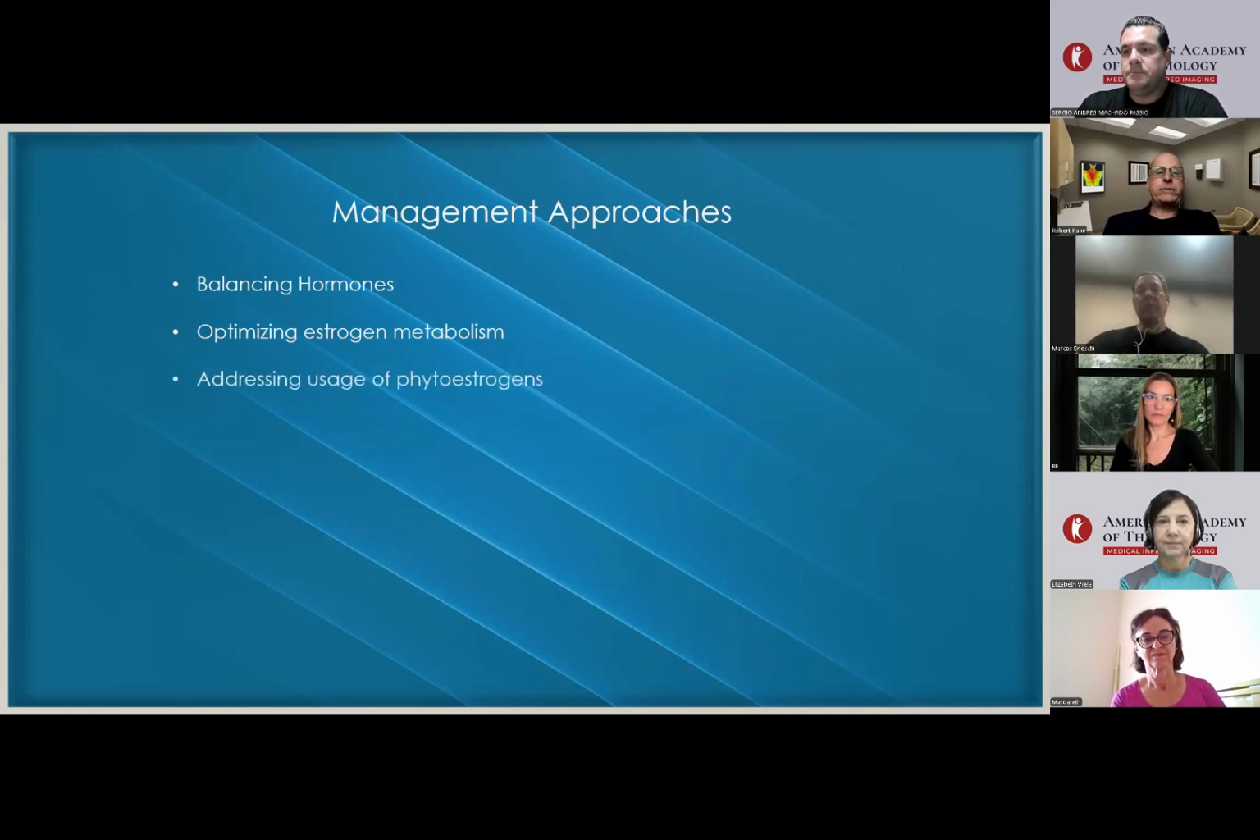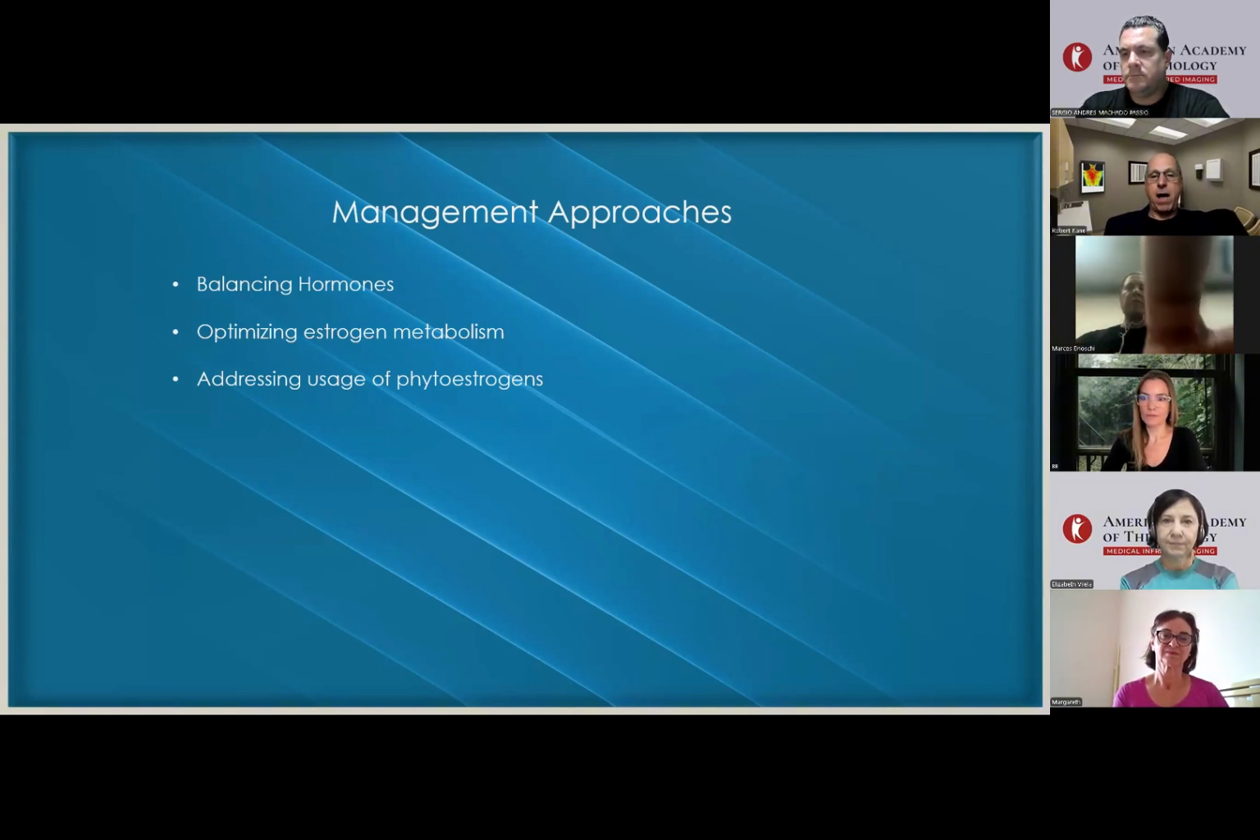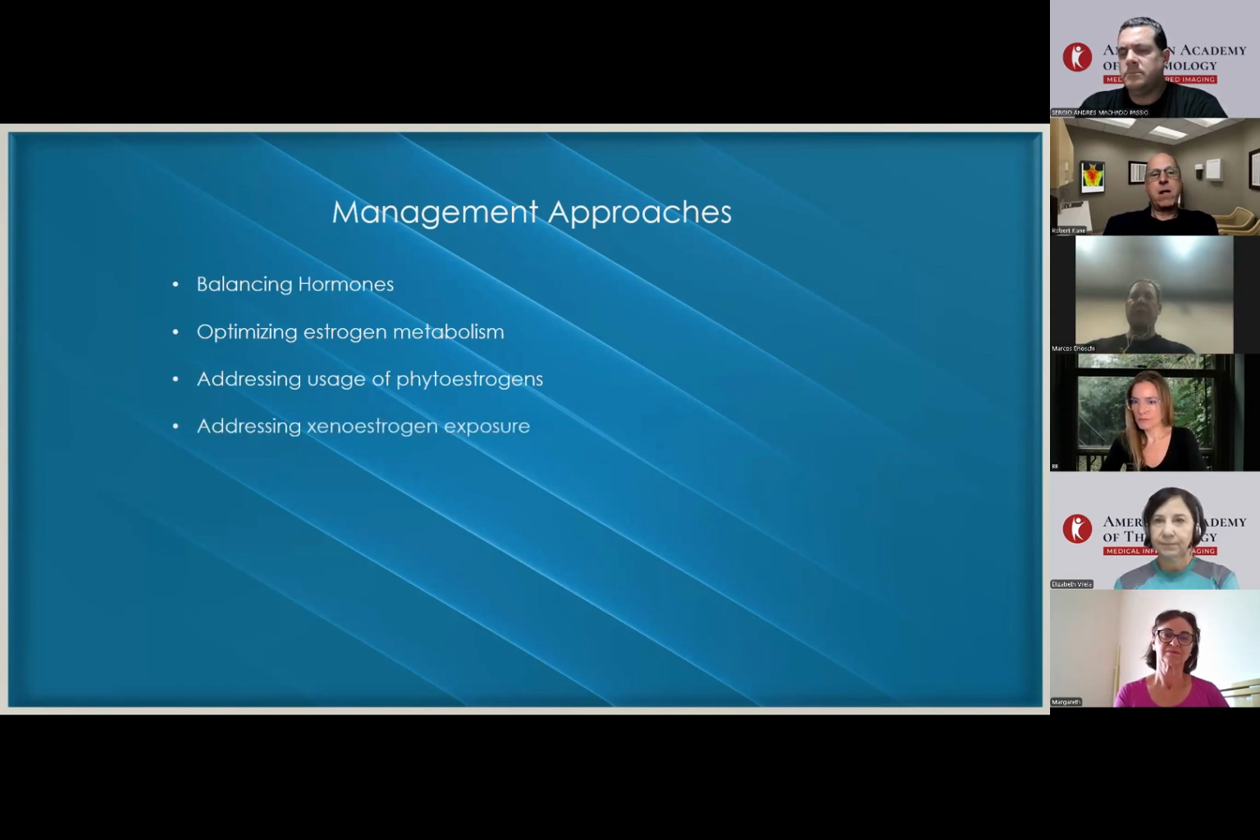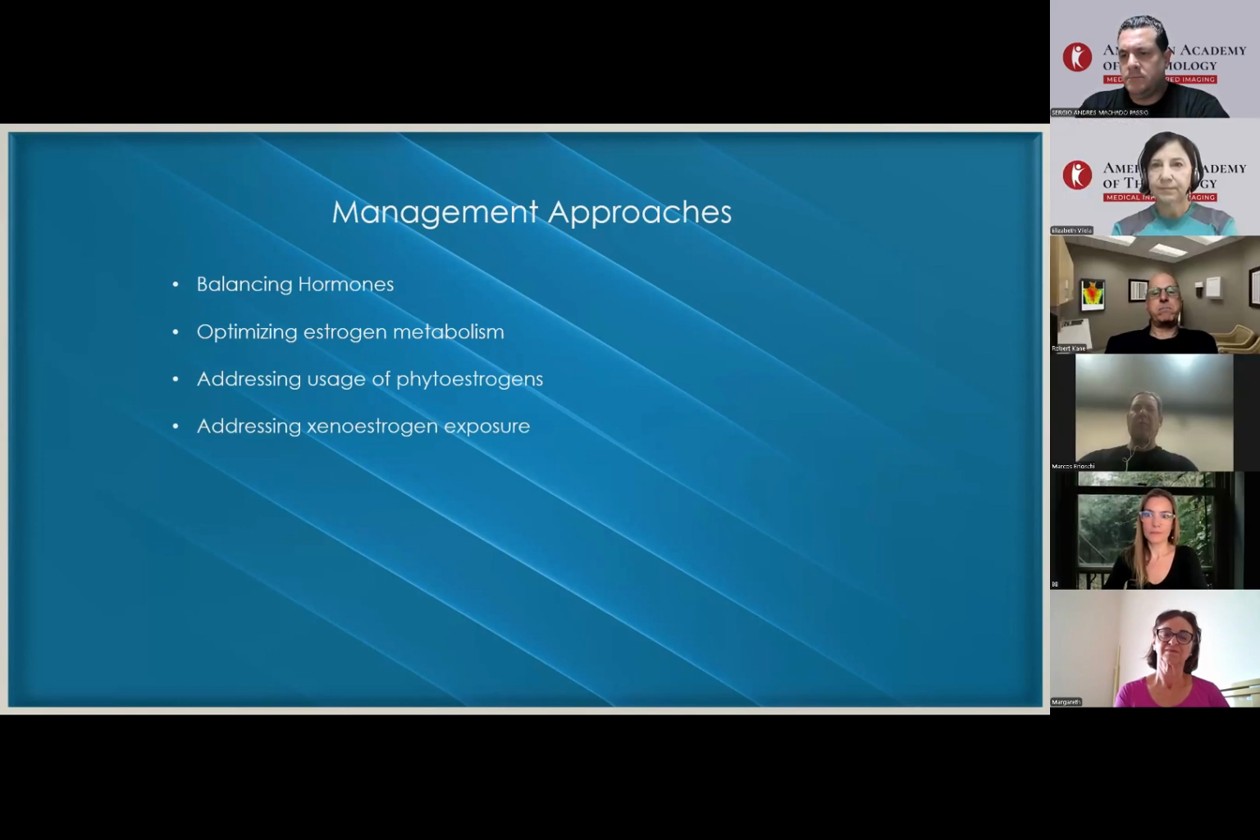We can look at addressing the use of phytoestrogens. Phytoestrogens are the plants that actually cause estrogen production in our body. Soy is a big one. We've noticed just anecdotally in the practices that I support that when women are eating a lot of soy, they tend to show more stimulation on their breasts. And then addressing xenoestrogen exposure, chemicals in the environment that might start to bind to the estrogen receptors.